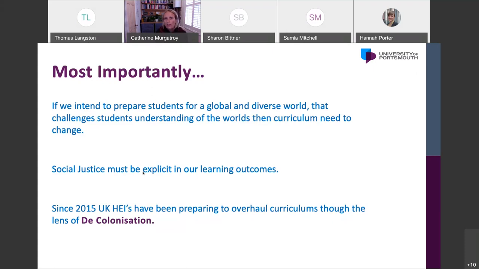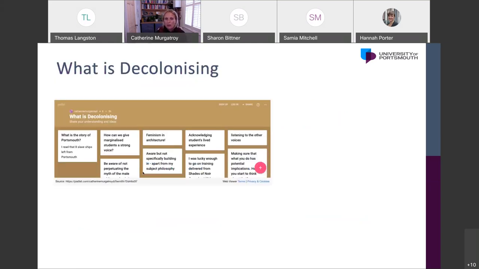So none of our programs operate in a vacuum. None of them are distant from social justice. And actually, it's that link that we need to make so that our programs are excellent in terms of their discipline and that social justice is prominent. So not surprisingly, since 2015, UK HEIs have been preparing to overhaul curriculum through the lens of decolonisation.